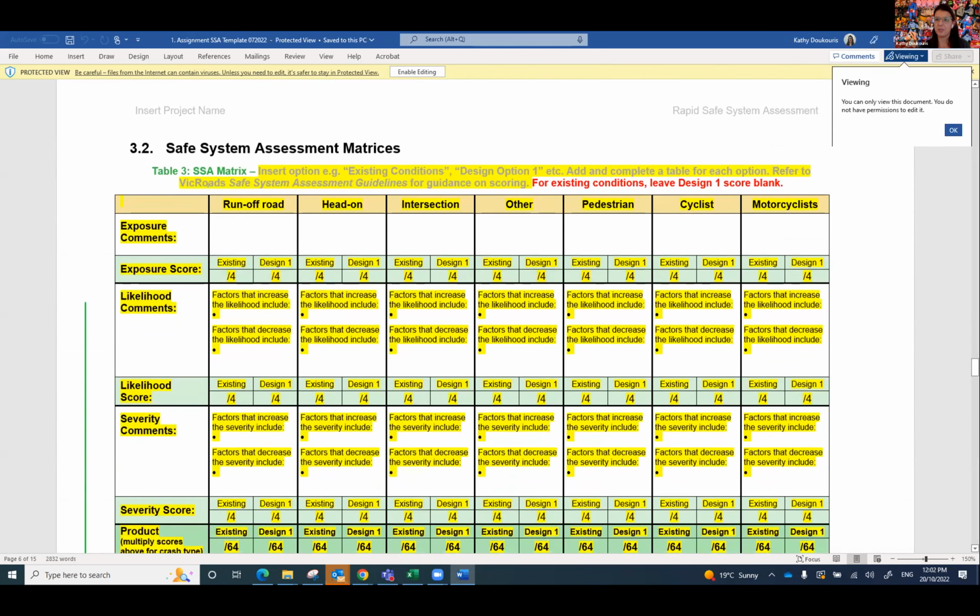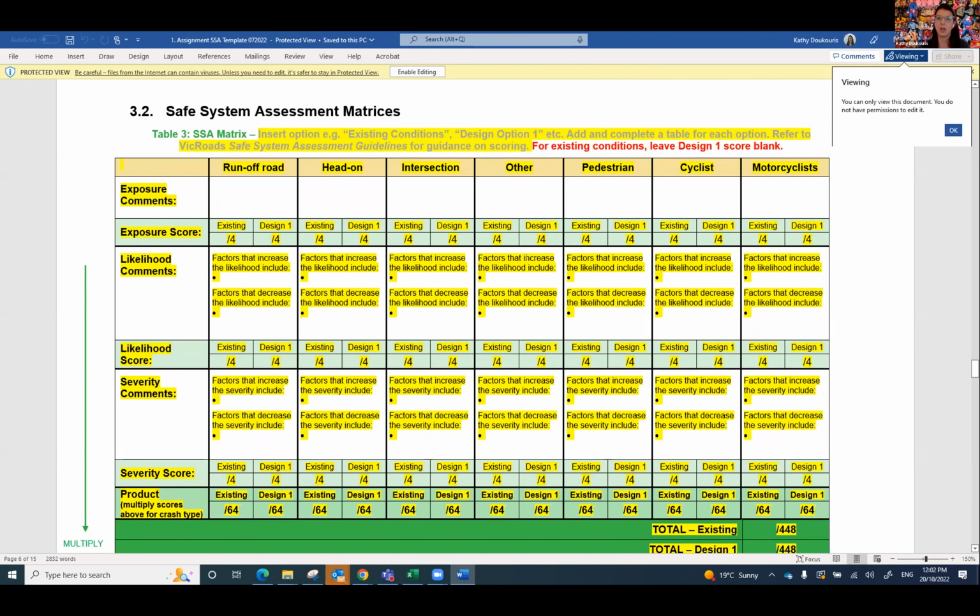Okay, so this is our first matrix here, and this is the one that you pop in here, existing conditions. So this highlighted section here, which says insert option, existing conditions, design option 1, and so on, you pop in here, existing conditions. You go out and do your site visit, and you fill this out based on the existing conditions. So we've given you some data on your design that says this is what the AADT is, and so you score it for existing conditions.